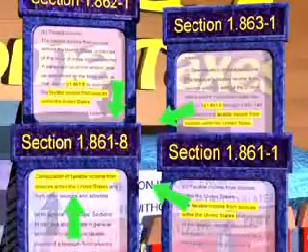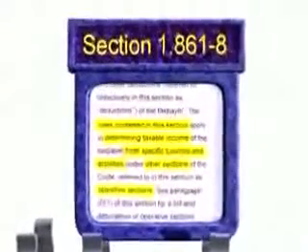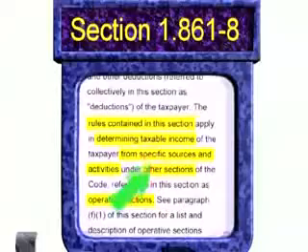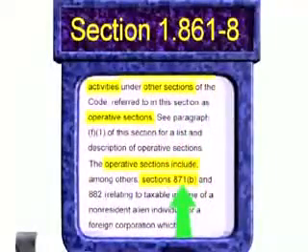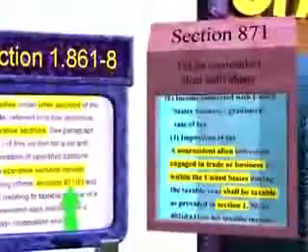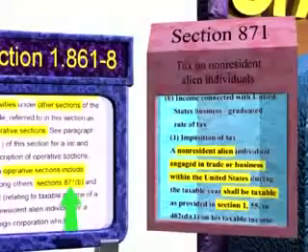the United States. In the first paragraph of the section, it again mentions specific sources, saying that the rules of the section apply in determining taxable income from specific sources and activities, which are described in other sections of the Code called operative sections. Section 871 is given as an example of an operative section. That section, as we saw before, states that non-resident aliens doing business in the U.S. shall be taxable under Section 1.